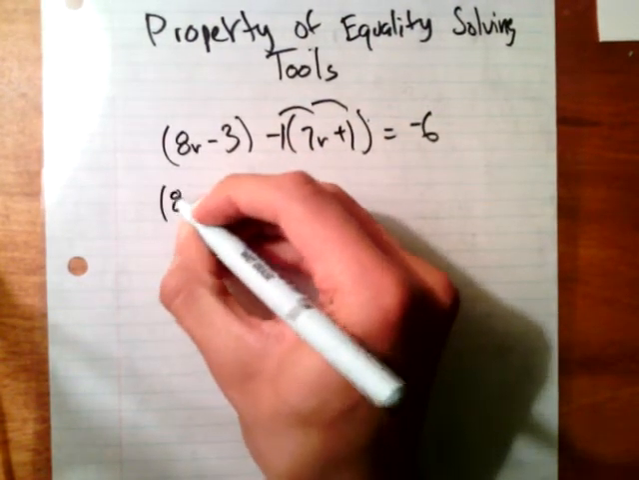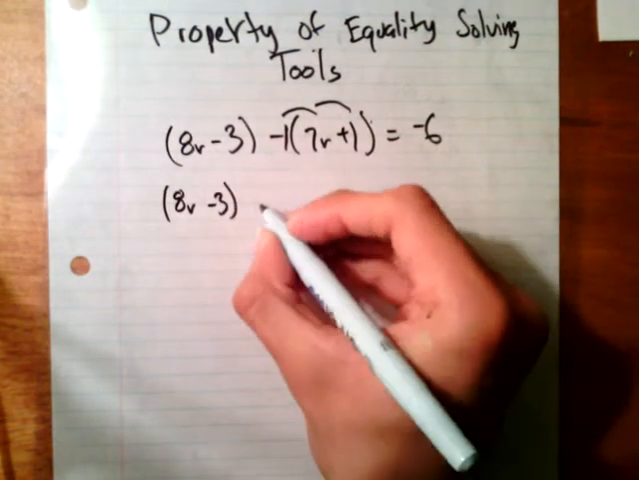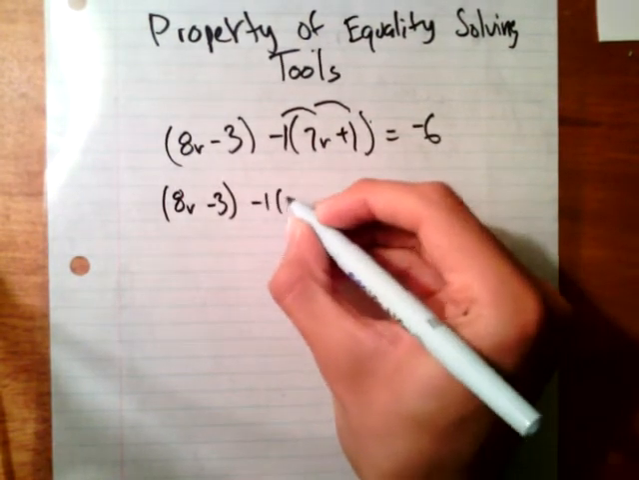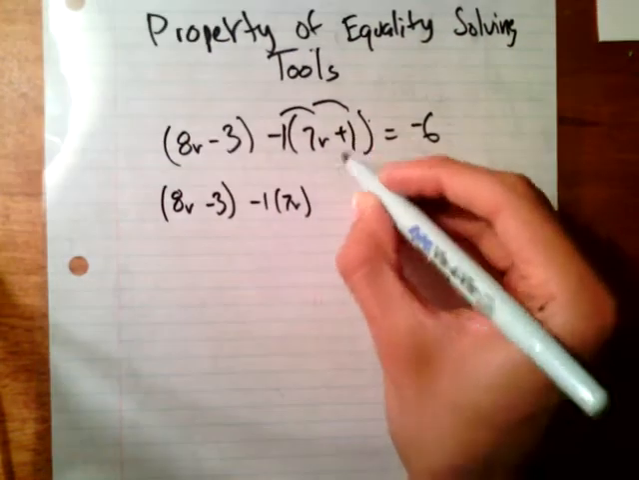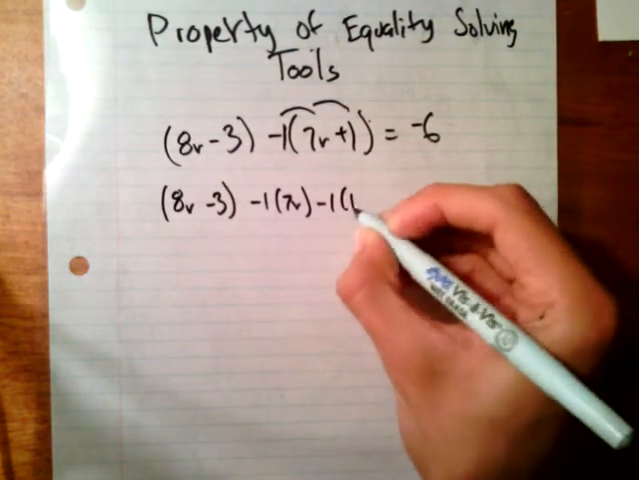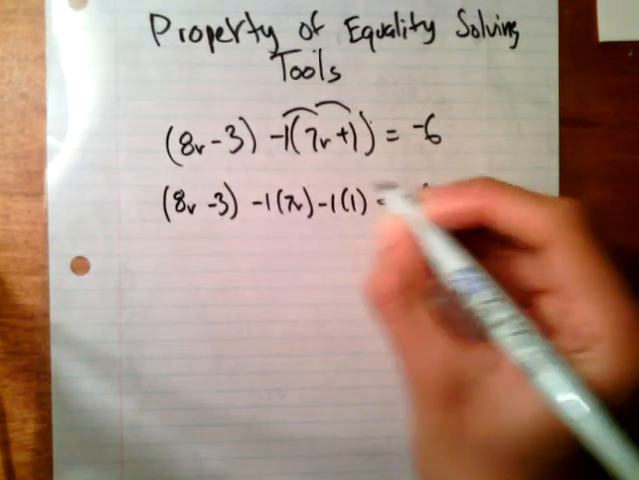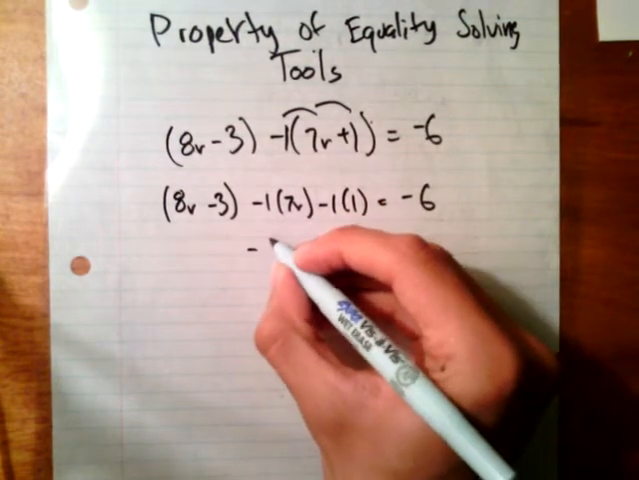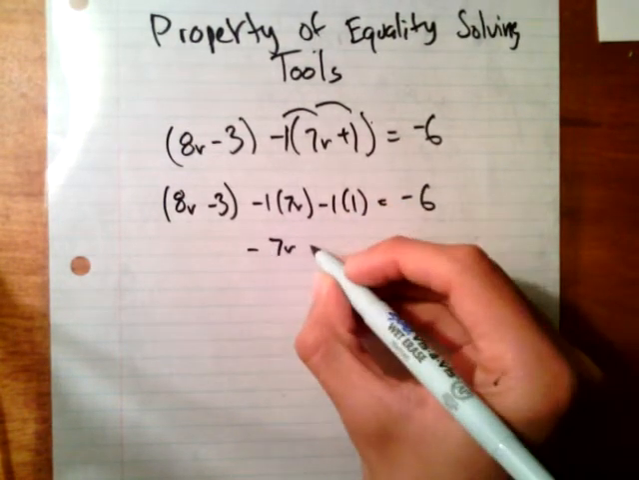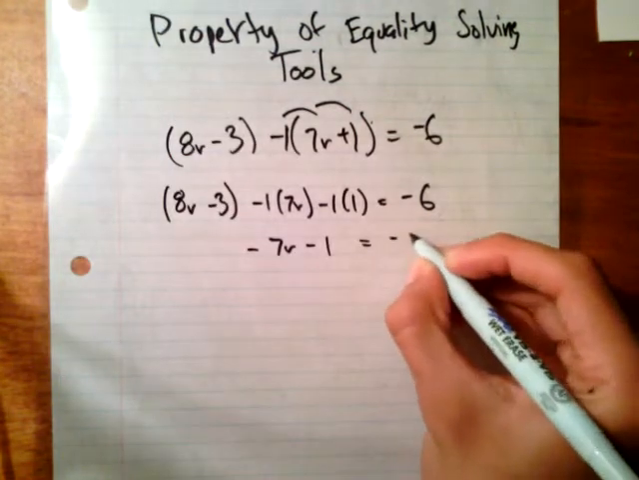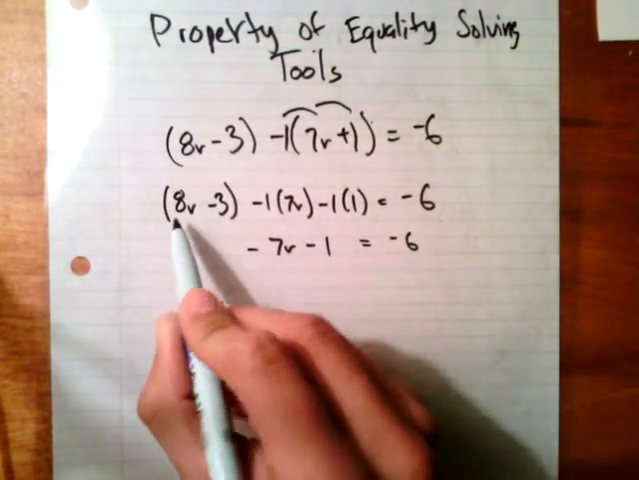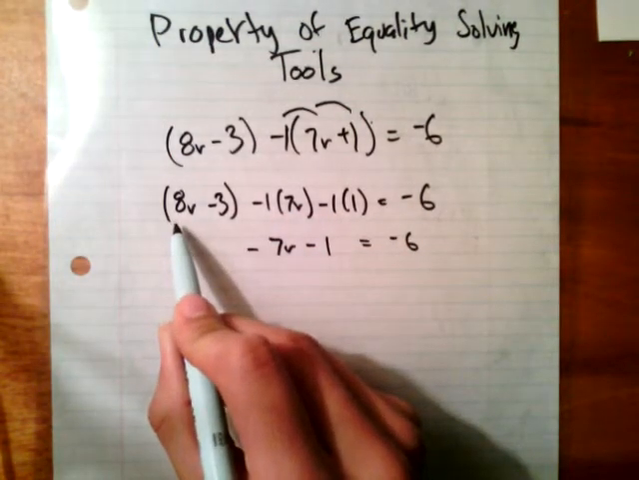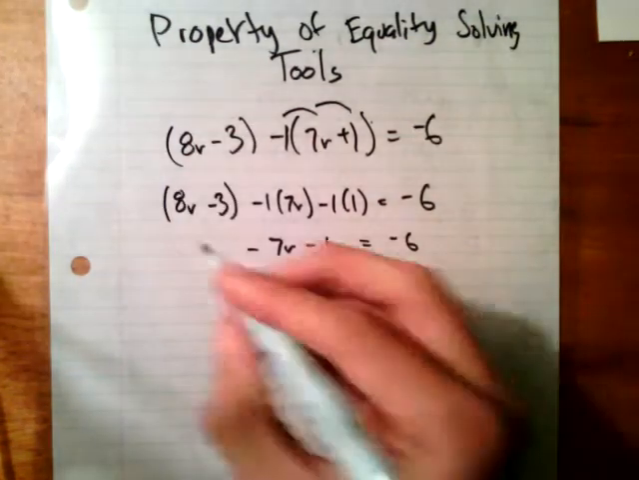We have 8r minus 3 in parentheses, and I have minus 1 times 7r, and then minus 1 times 1 is equal to negative 6. Minus 1 times 7r gives us minus 7r. Minus 1 times 1 gives us a minus 1. Now, since we weren't able to really solve anything within these parentheses, we're going to just pull everything out.